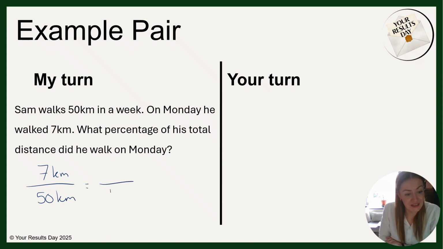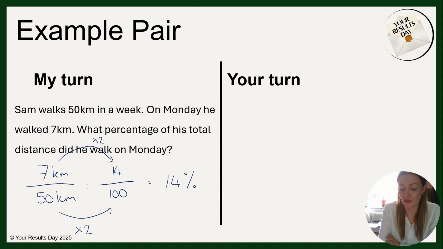We know a percentage needs to be out of 100. 50 goes into 100 twice. And so if we multiply our 7 by 2, we get 14. So therefore it was 14% of his total that he walked on Monday.